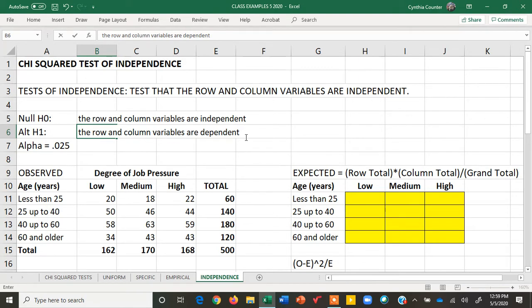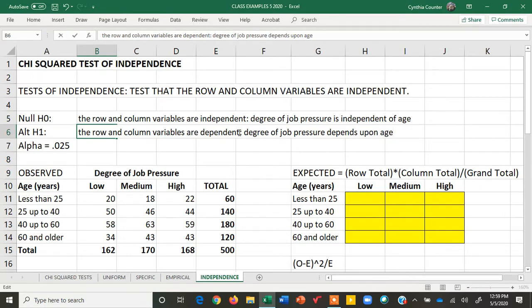For this example, a more specific null hypothesis would be degree of job pressure is independent of age. And then, of course, the alternative is simply that they are dependent. So we can write here degree of job pressure depends upon age. We are going to use an alpha of 0.025 simply because this is my favorite alpha, as it corresponds to one tail of a 95% confidence interval.